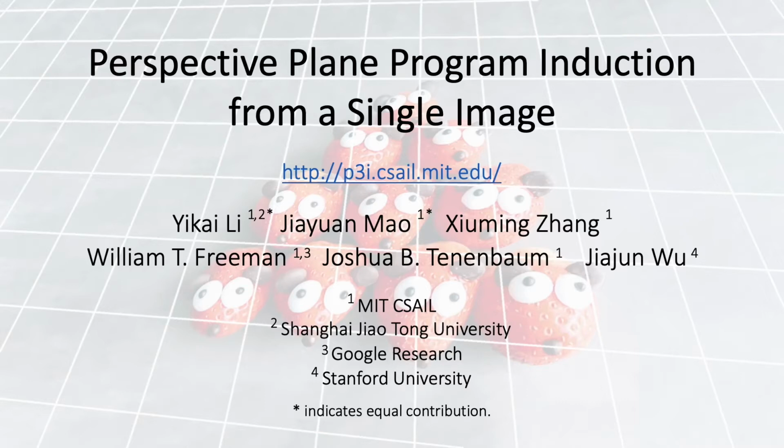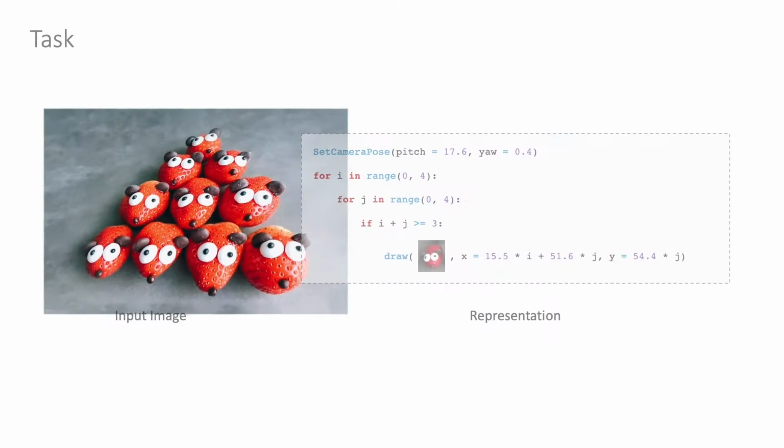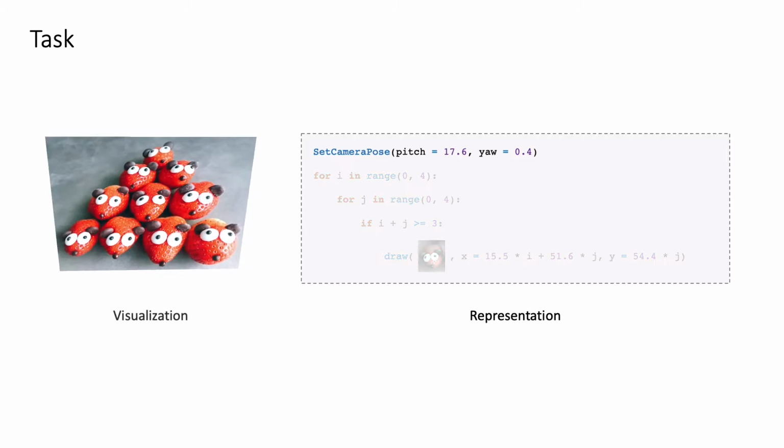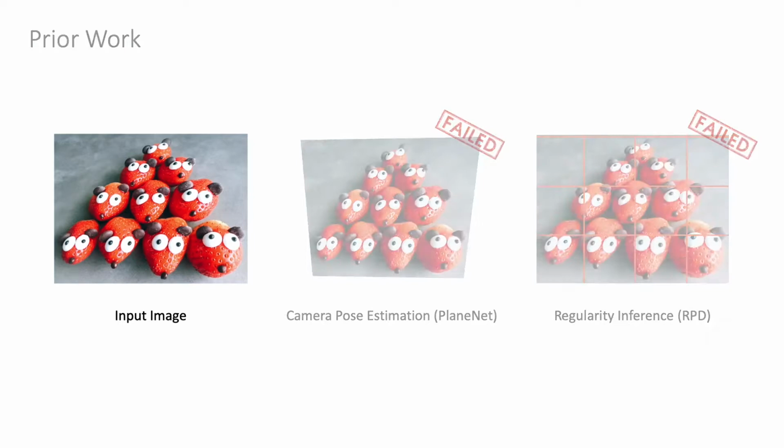We introduce perspective plane program induction from a single image. Given an input image, our goal is to induce a neuro-symbolic program-like representation that jointly models camera pose, object locations, and global scene structures. These two tasks are difficult to solve independently by directly applying off-the-shelf algorithms, because they are interconnected.